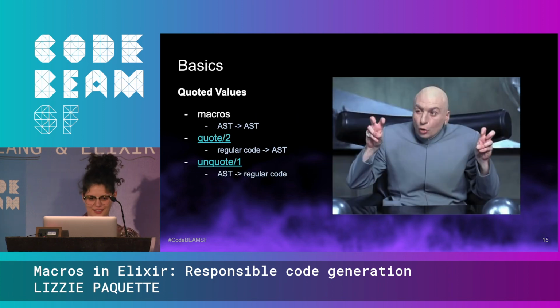Here's the could be anything unchecked. Let's skip to quoted values. We'll get back to macro expansion in a little bit. So macros go from abstract syntax tree to abstract syntax tree. Quotes go from regular code to the abstract syntax tree, and unquote goes from AST to regular code.